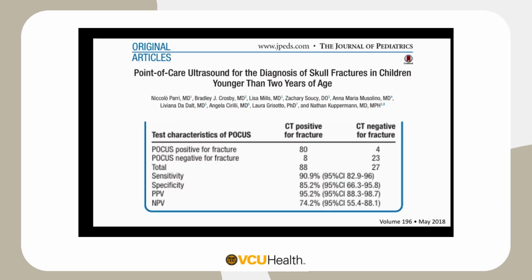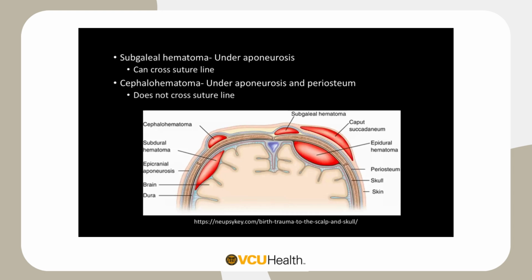So they have looked into using POCUS to detect any type of skull fracture, and they found very high sensitivity, which is 90.9% indicated here, with a good specificity at 85.2. So it's fairly accurate when you compare it to a CT scan for looking at positive fractures and positive CT scans. And so something that we also want to look at is the location of the hematoma.